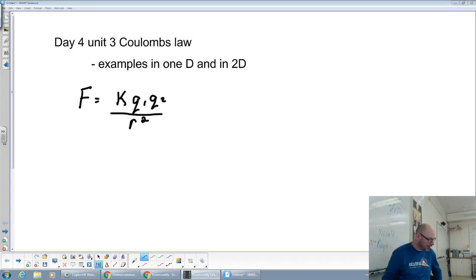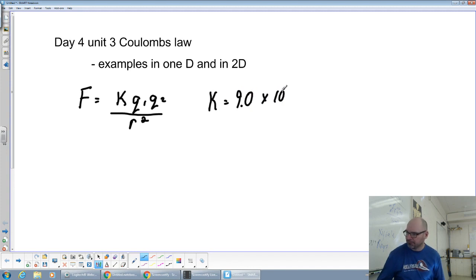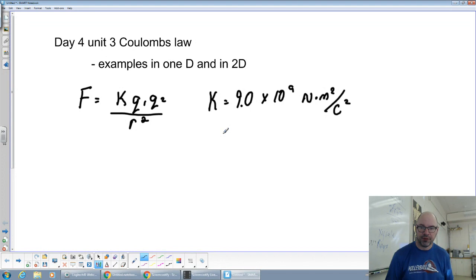Okay, so that's what we're dealing with. Now, we remember that Coulomb's constant is equal to 9.0 times 10 to the 9th newton meters squared over coulomb squared. Now that's the constant. The elementary charge, we're going to talk about later when we talk about electric fields a little bit more. The first one we did yesterday was a one-dimensional example, when you have the charges along the same line. So let's do another example like that real quickly, and then we will get into the 2-dimensional ones next.